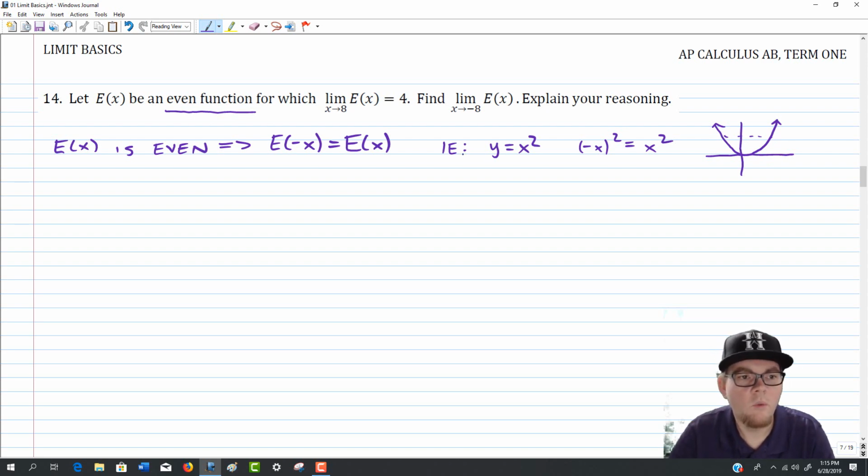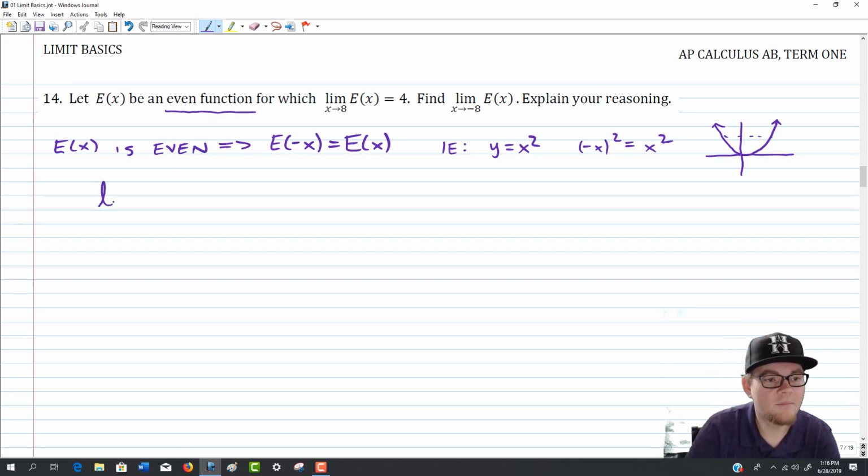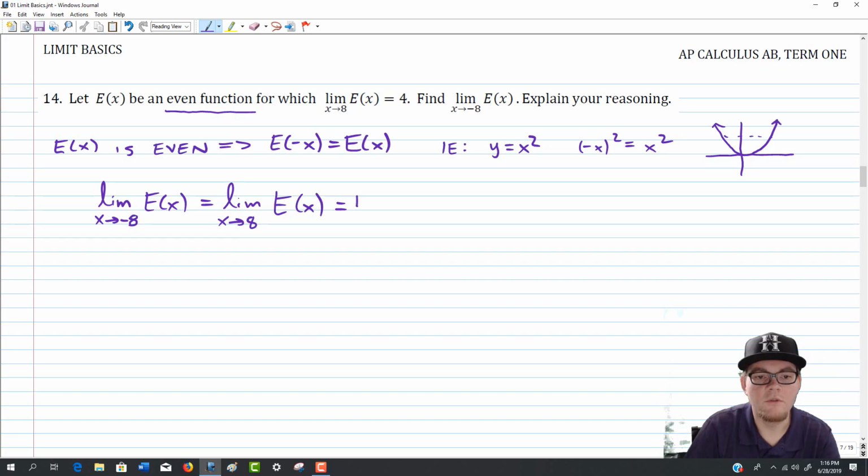So with that in mind, we're being told something about an even function, and we're told something about its general behavior. What that should tell us is that because the function's even, the general behavior on the right side at positive 8 has to be the same thing as the general behavior on the left side at negative 8. And what that tells me then is that the limit as x goes to negative 8 of e of x has to be equal to the same thing as the limit as x goes to 8 of e of x, which means it's equal to 4.